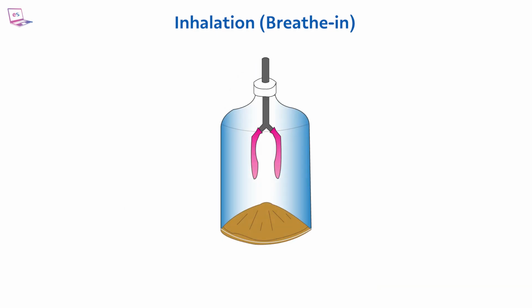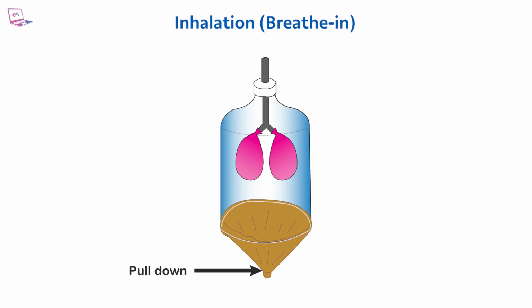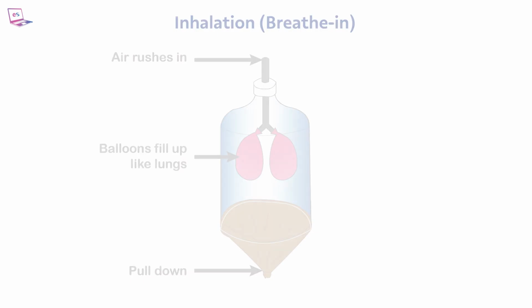In the bell jar experiment, inhalation is similar to pulling down the rubber sheet. When the sheet is pulled down, the volume of the jar increases, thereby reducing the pressure. This causes the air to rush to the balloons.